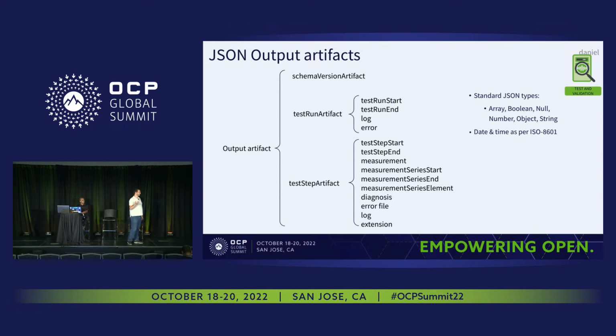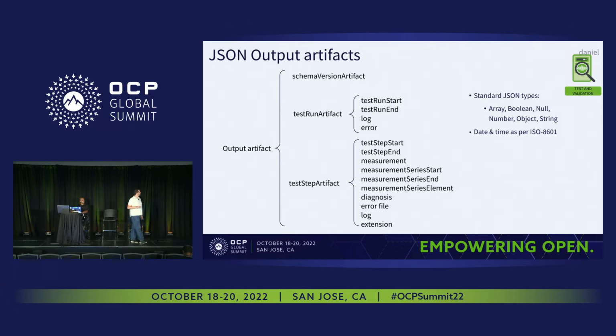The version is very simple. It's what we were just alluding to. It gives you whether you're outputting version 1 of the spec or version 2. Test run artifact gives high-level information about the test, including the test start, the end, and overall logs and errors. And detailed information is contained within a test step artifact, including measurements, measurement series, diagnosis, etc.